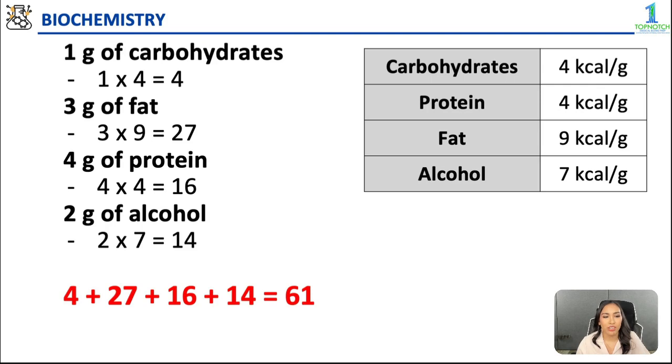Bakit 61? So remember, carbohydrates contain 4 calories per gram, protein 4 din, fat 9, alcohol 7. So dun sa problem, 1 gram ng carbohydrates, so 1 times 4 equals 4. 3 grams ng fat, 3 times 9, 27. Tapos 4 grams of protein, 4 times 4, 16. 2 grams of alcohol, 2 times 7, 14. And then you add them all up, 4, 27, 16, 14 equals 61, which is our correct answer.